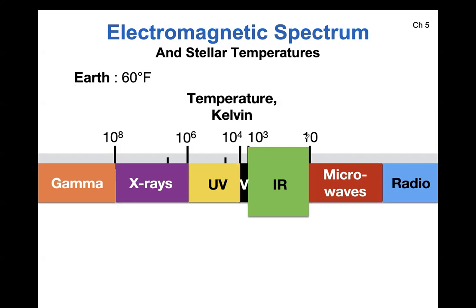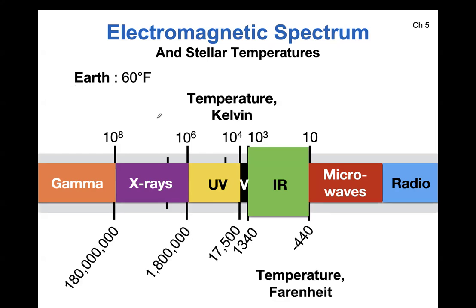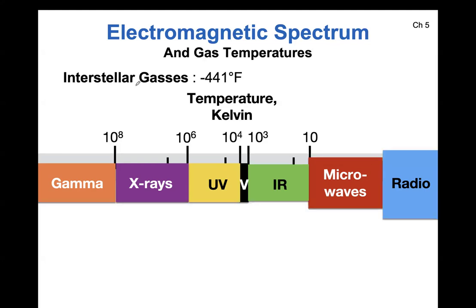Okay. So there's the sun in Fahrenheit, 9,941. Okay. Earth. So the average surface temperature of Earth is 60 degrees Fahrenheit. So the planet is glowing. If you could see Earth with infrared goggles or some sort of infrared detection device, you would see it glowing in the infrared spectrum based off of its temperature. Interstellar gases.